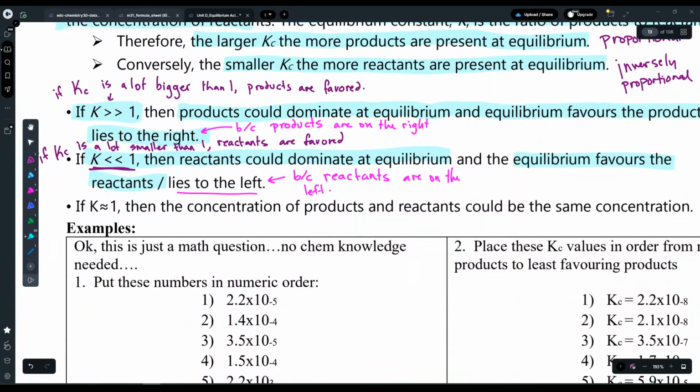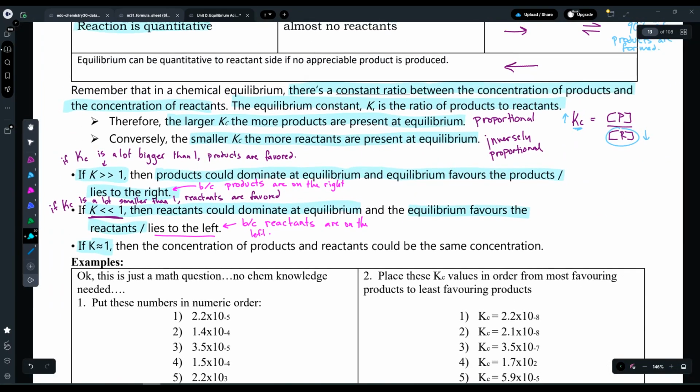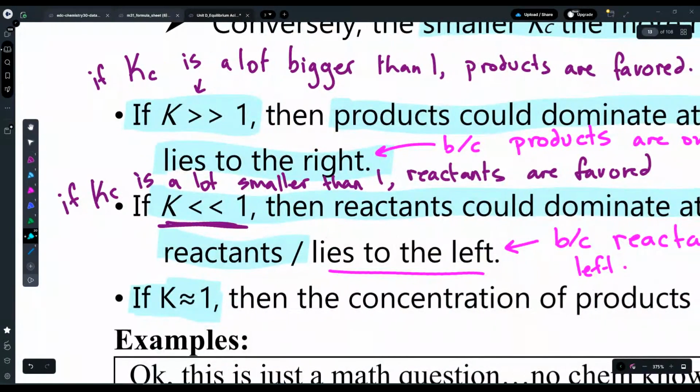And if your equilibrium constant is around 1, then the concentrations of your products and reactants are going to be the same. Just as a heads up, your equilibrium constant will never be a negative number. So when we say your equilibrium constant is a lot smaller than 1, we don't mean that the equilibrium constant turns into a negative. You're just talking about a very small number, somewhere in between 0 and 1.